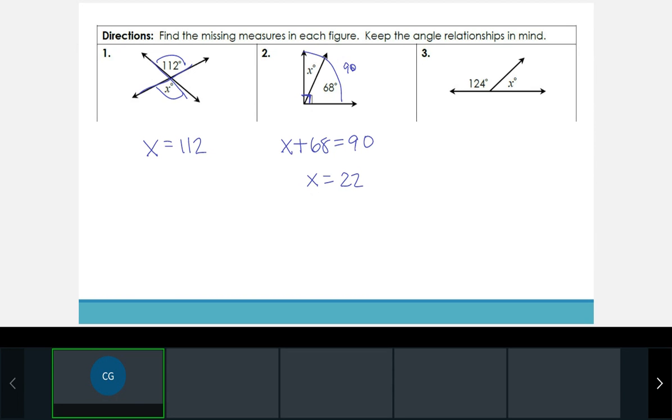All right, and now let's look at number 3. I have two angles that are forming a line. These are adjacent. These are supplementary. So this is what I would call a linear pair. A pair of angles, two angles that form a line. So I'm going to say 124 plus x equals 180. And if you just skip this step and you just immediately do 180 minus 124, great. That's fine. I don't mind. 56.